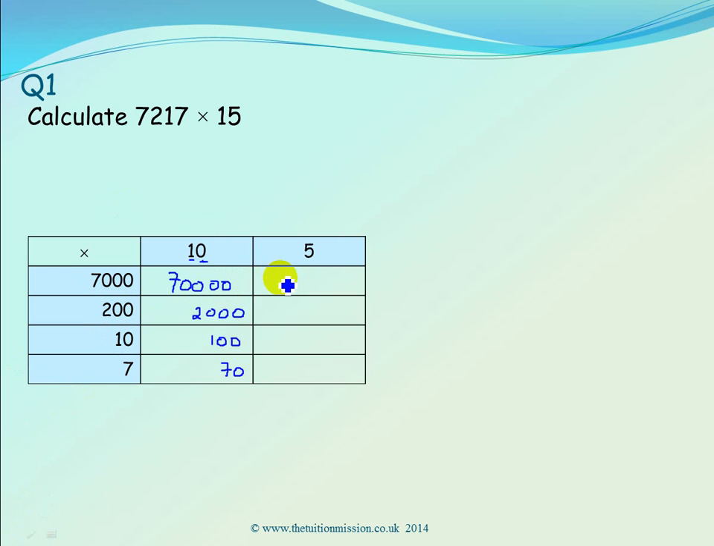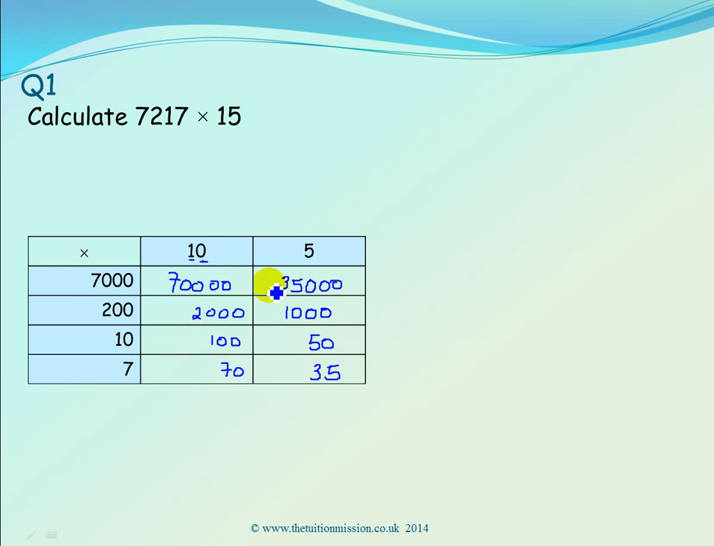Okay, so we've got 7 times 5 is 35, so we write the 35 down, and the only placeholding zeros we have come from the values over here on the left now, so we have 3 placeholding zeros on the end. Then we've got 2 times 5 is 10, followed by 2 placeholding zeros. We have 10 times 5 is 50, and 7 times 5 is 35.